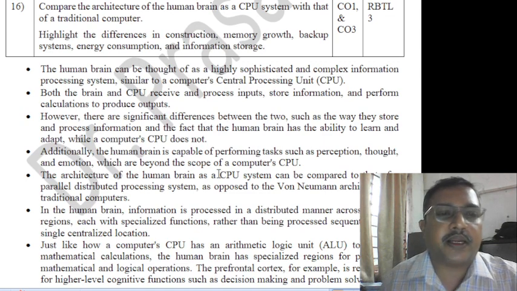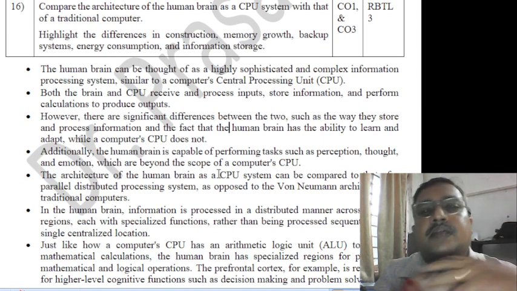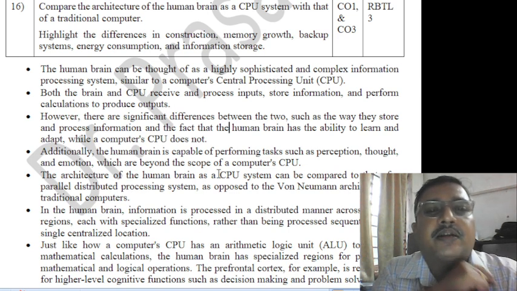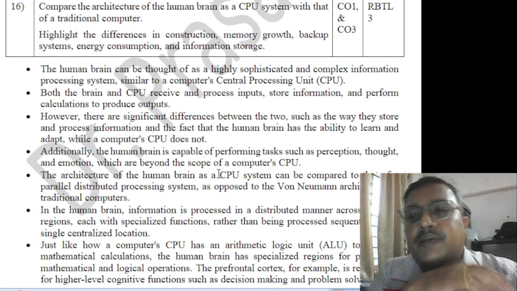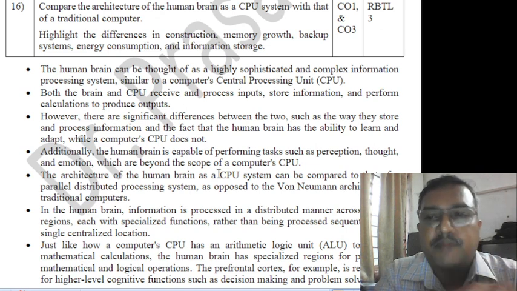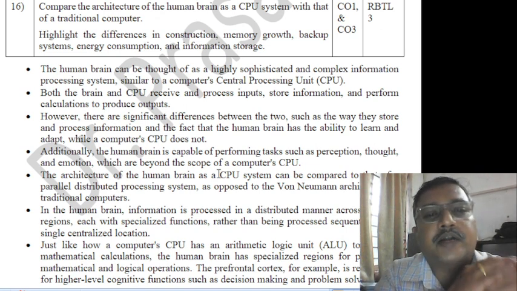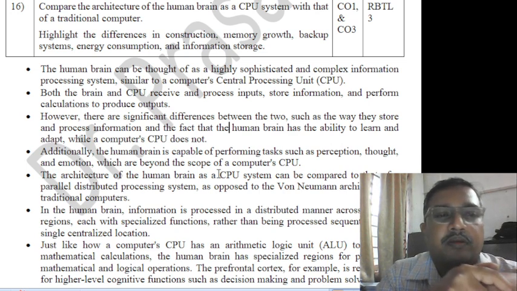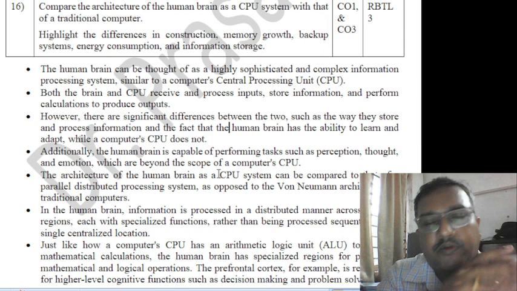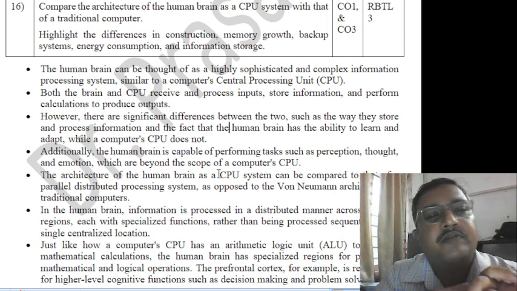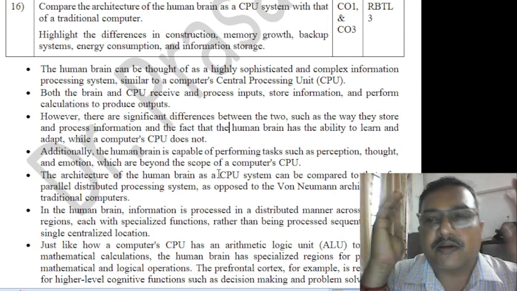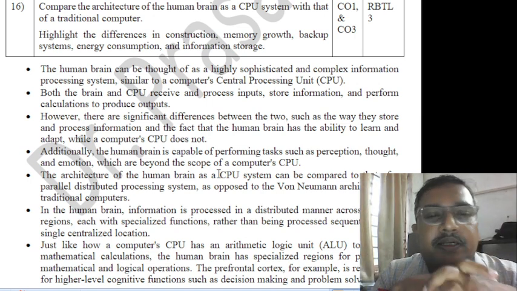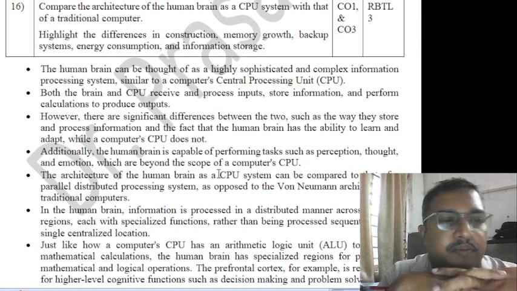Okay, so the human brain can be thought of as a highly sophisticated and complex information processing system, similar to a computer's central processing unit. That means it's just a comparison of our brain and the CPU of a computer, and how they work. Our brain is a much more complicated, sophisticated system, whereas the CPU is not that complicated compared to the human brain.